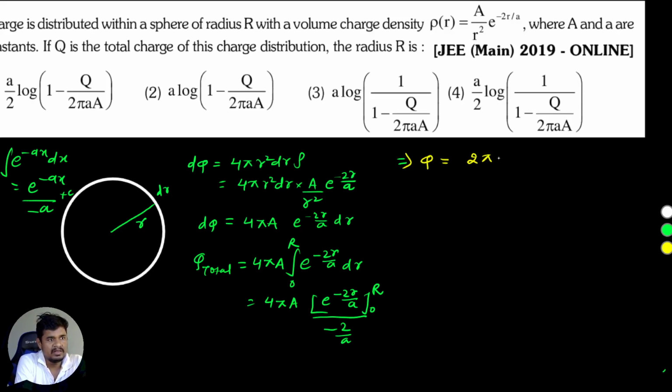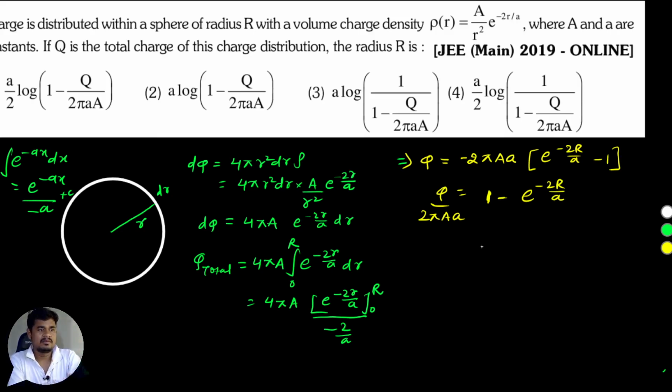If we further simplify it, then we will get Q equals 2 pi A times a with minus sign, e raised to the power minus 2R by a minus 1. So this will become Q equals minus 2 pi A a times (e raised to the power minus 2R by a minus 1). I can directly write Q by 2 pi A a equals 1 minus e raised to the power minus 2R by a, because the minus is there, so I can interchange. So further, e raised to the power minus 2R by a equals 1 minus Q divided by 2 pi A a.